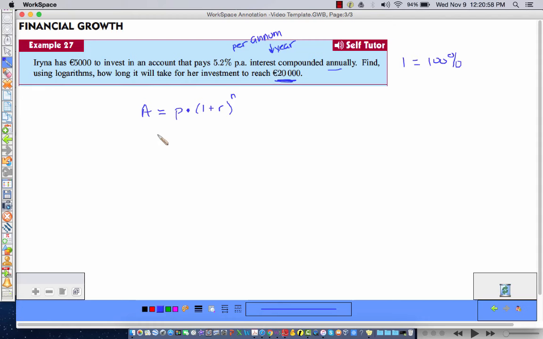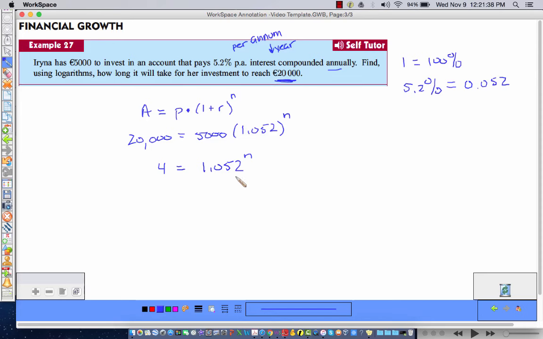So we're going to substitute in 20,000 is equal to principal amount of 5,000 times 1 plus 0.052, which is 5.2%. Hopefully you know this is equal to 0.052. So that's going to be 1.052 to the n power. So I need to solve for n. 20,000 divided by 5,000 is, of course, 4. So that equals 1.052 to the n power.